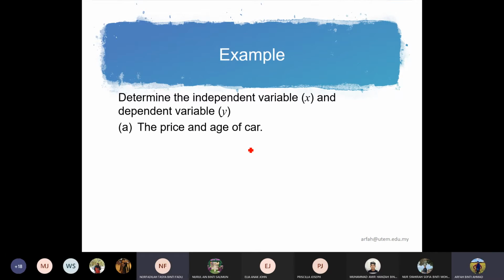Aku tanya soalan ni. Jawab boleh. Makin lama makin rendah. Okay. So, maksudnya age of car ni, X akan jadi awak punya X. Independent variable. Sebab dia yang akan menentukan harga kereta. Dan harga kereta, this one will become your Y. So nampak itu cara. Macam mana nak tentukan yang mana independent, yang mana dependent variable. Age of car, this one will be your X. Dan price will be your Y.